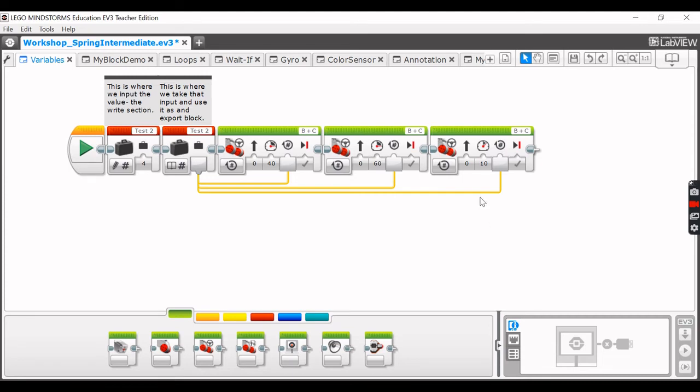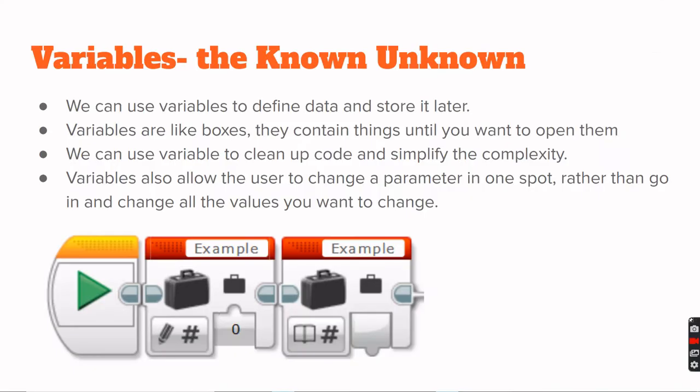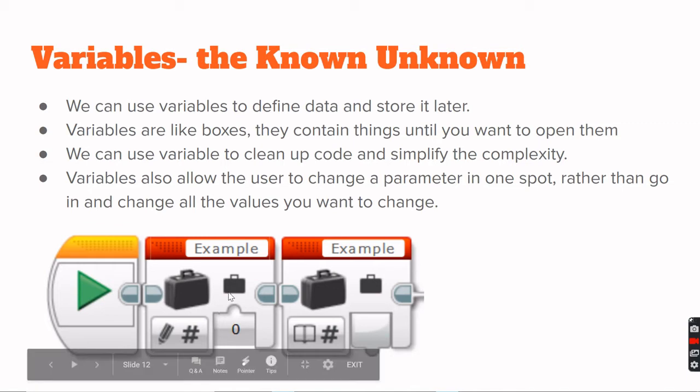Variables are a small piece of code, but they make a big difference. Watching that video, you saw how we can use variables to clean up the complexity of the code. That's pretty important because your code can get really messy sometimes, and having one specific location to change all of your code saves time and just makes it neater and easier to understand.